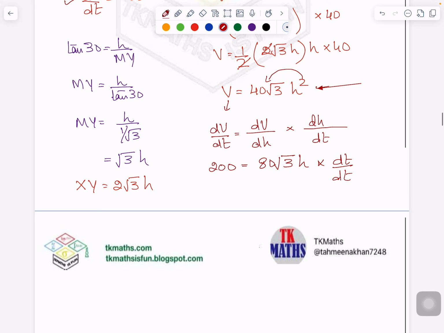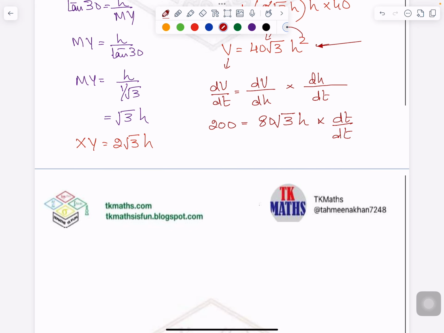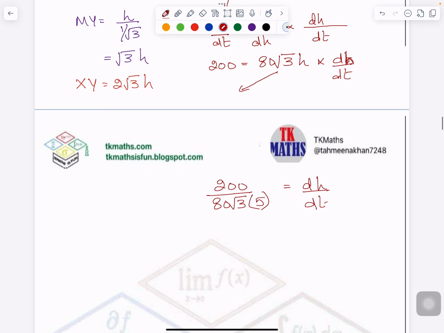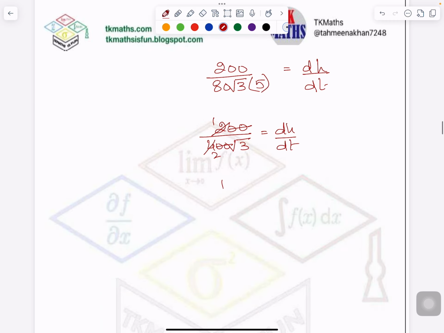So now let me substitute h is 5 here. So it will become, let me write here, 200 over 80 root 3 into 5. H is 5. Oh, I have written dt, it is dh, right? dh over dt. I've just cross multiplied. So now 5 times 80 is 400. So it is 400 root 3 is equal to dh over dt. Zeros cancel with zeros. So now it will be 1 over 2 root 3 equals dh over dt.